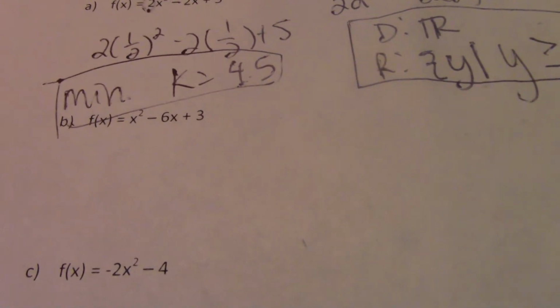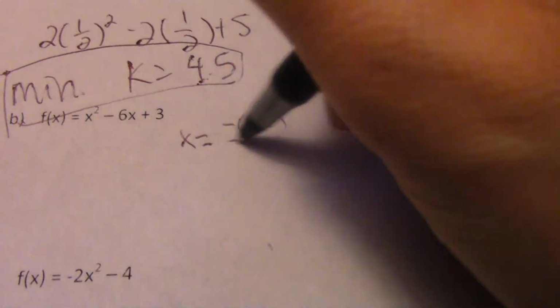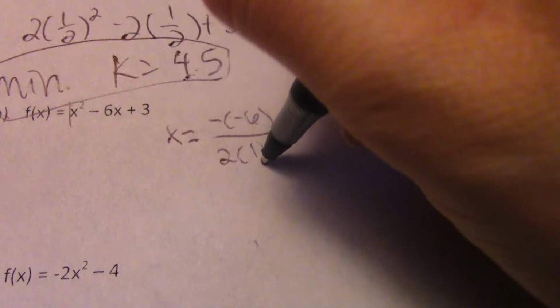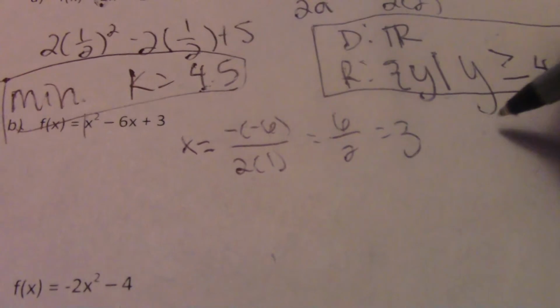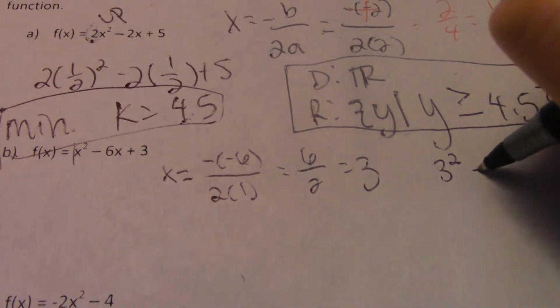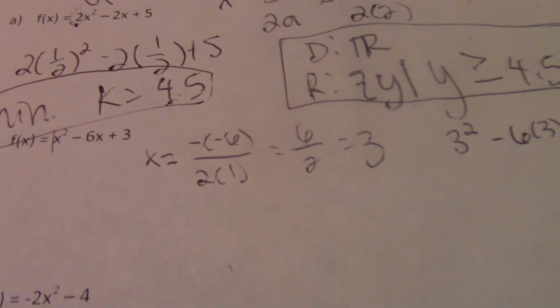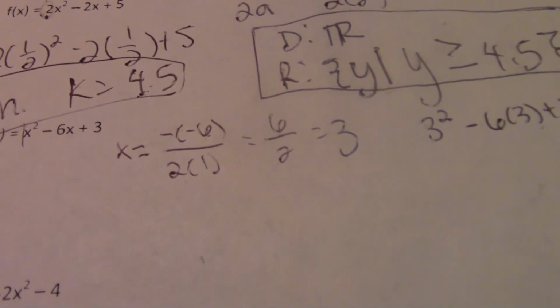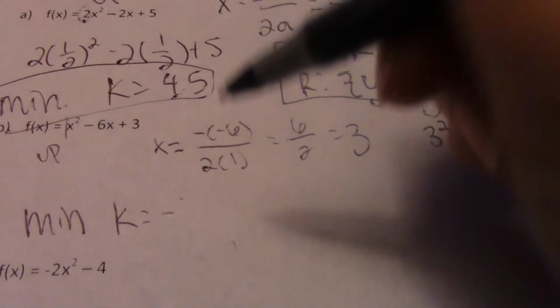Now this one, same thing. So x equals negative b, so negative negative 6 over 2 times the 1 right there. So 6 over 2 is 3. And we have to take that 3 and plug it in. So 3 squared minus 6 times 3 plus 3. That is negative 6. So since this opens up, that means we have a minimum again. k equals negative 6.